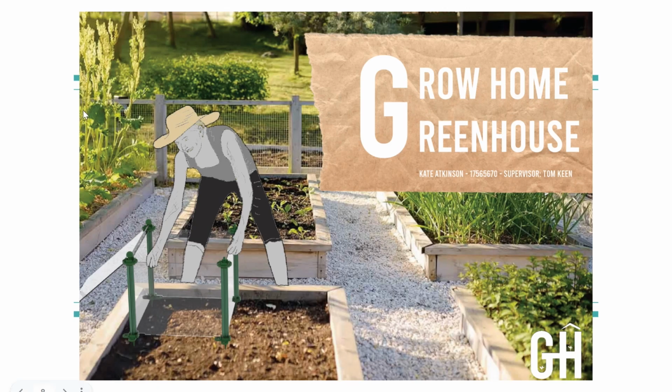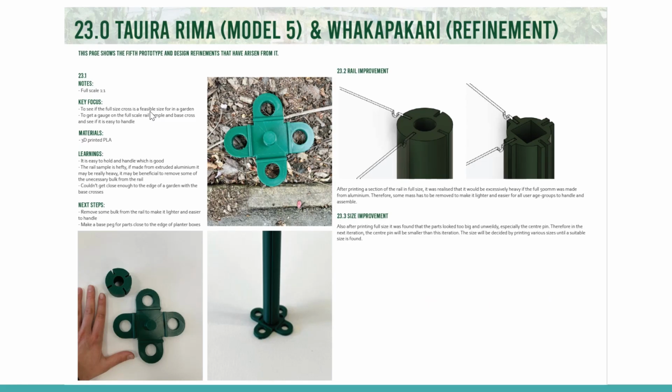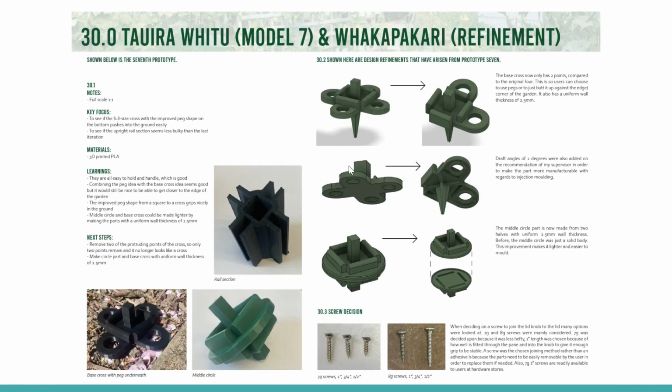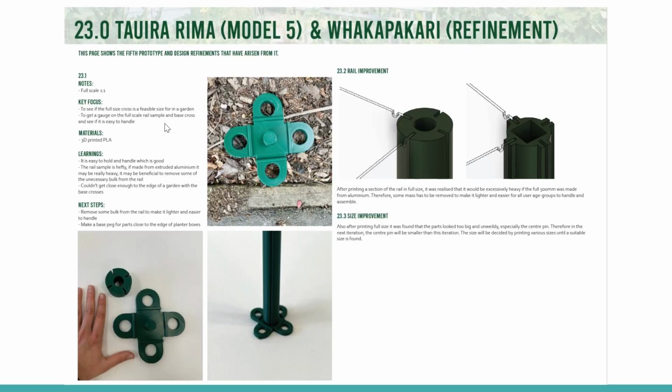And I wanted to, what was my key focus? I wanted to see if it was a good size for the garden. And I printed it out of 3D printing stuff, PLA plastic. And I wrote what I learned from it and my next step. So what am I going to change? So you can do this sort of thing on a little bit of your development page. You can ask yourself a question and then you can go do a model. You can take photos of it, write what you learn, and then make the changes.